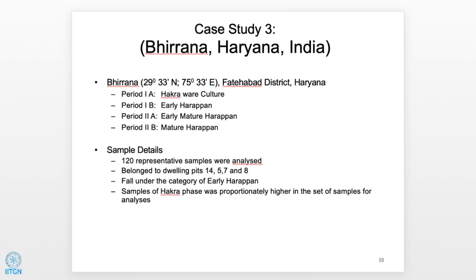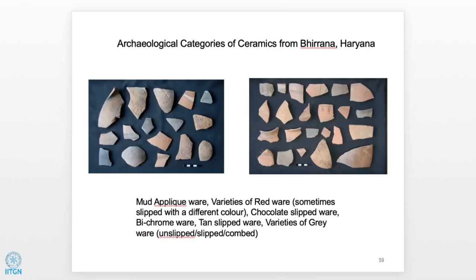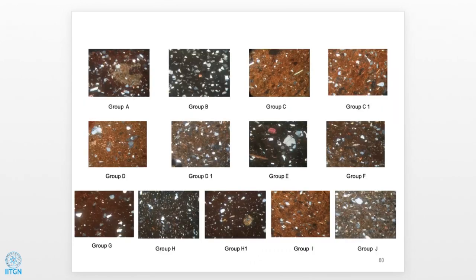And these are all the ceramics from Berana. You can see they are all fabric A, B, C, D, which is the classification of Lal and B.K. Thapar. This is the Berana material, and these are the groups. You have groups A to J with certain subgroups, and you can see that this one has a large amount of calcite. And like that, you have all these things.